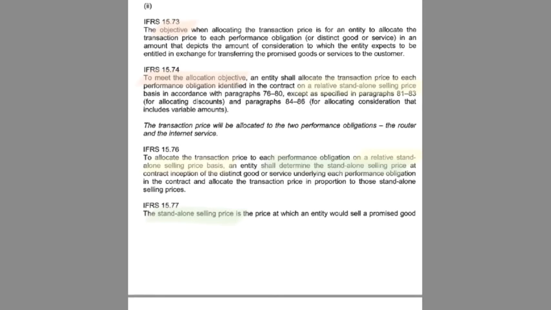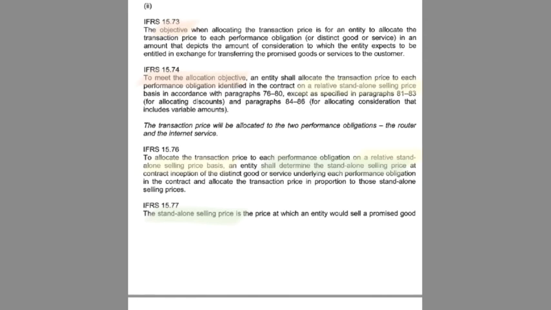Paragraph 76 then says, to allocate the transaction price to the performance obligation on a standalone selling price basis, you need to determine the standalone selling price at contract inception. And then paragraph 77 says, what is the standalone selling price? So you can see here that each paragraph sort of refers to the next. They all work together to help you get to the answer.